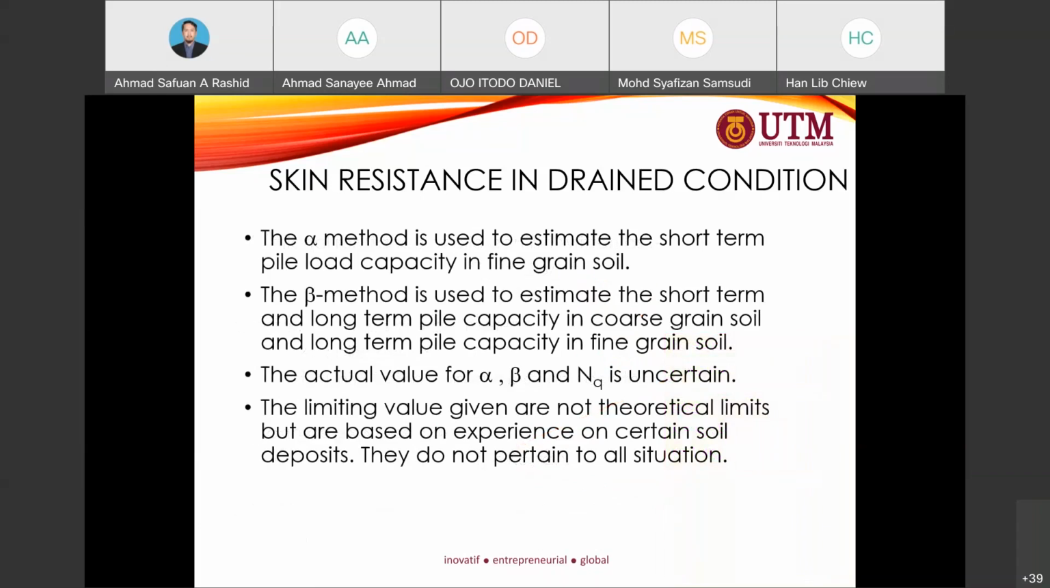So the alpha method is used to estimate the short-term pile load capacity in fine-grained soil. The beta method is used to estimate the short-term and long-term pile capacity in coarse-grained soil and long-term pile capacity in fine-grained soil. The actual value for the alpha, beta, and NQ is uncertain. The limiting values given are not theoretical limits but are based on experience on certain soil deposits. They do not pertain to all situations.